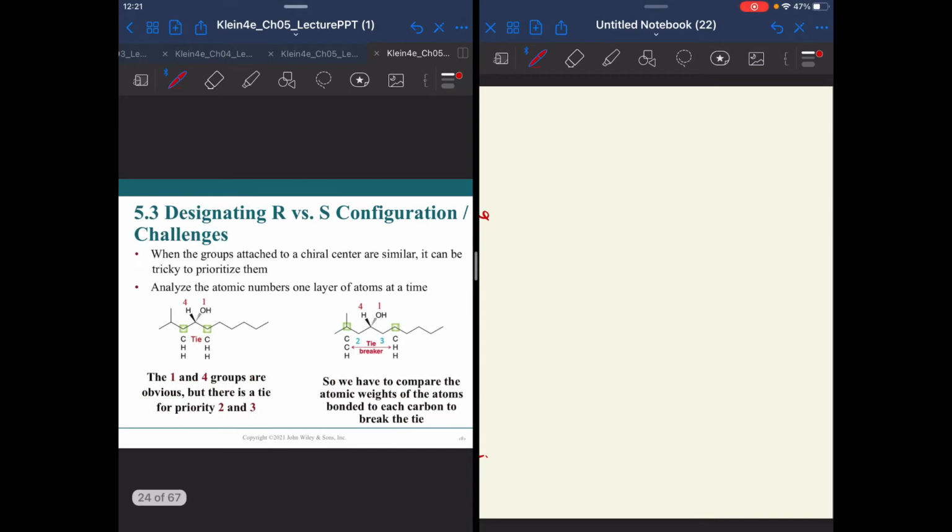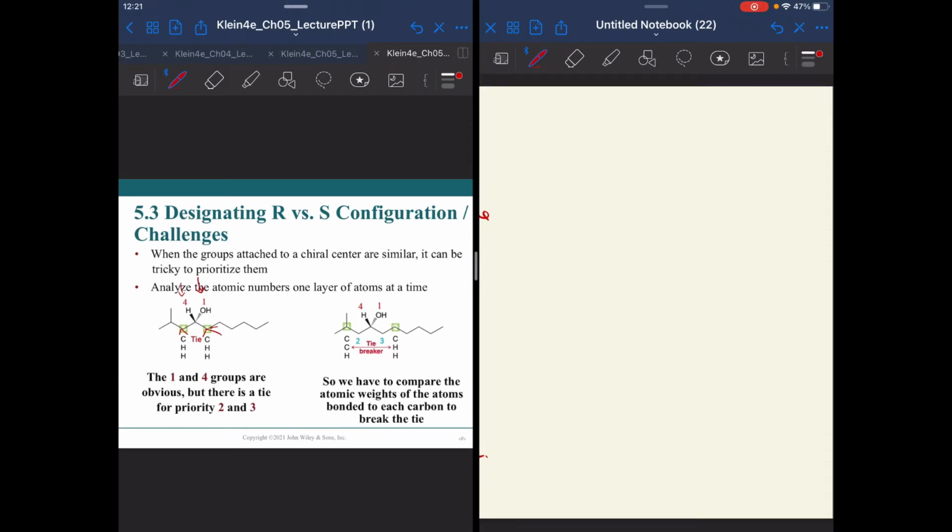We have talked about breaking a tie. So here's another example of breaking a tie. Sometimes you have to move further down the row, but you always move one atom at a time. So for instance, here we had a 1 on our oxygen, a 4 on our hydrogen, and then 2 carbons. And these are both CH2s attached to carbon. So when we wrote down what was attached, we have carbon, hydrogen, hydrogen, carbon, hydrogen, hydrogen.